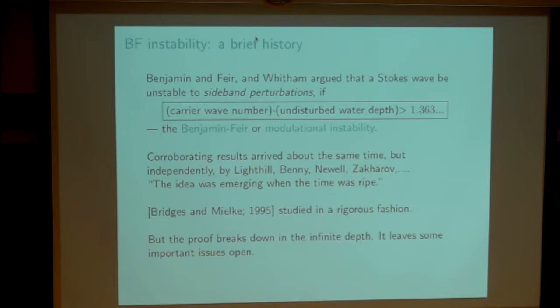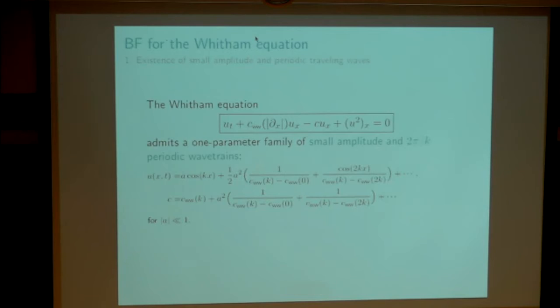Moreover, this proof leaves some important issues open. For example, it cannot say anything about the instability that is caused by collision of eigenvalues away from the origin in the spectral plane, and many others. Overall, the Benjamin-Feir instability is not well understood mathematically or analytically.